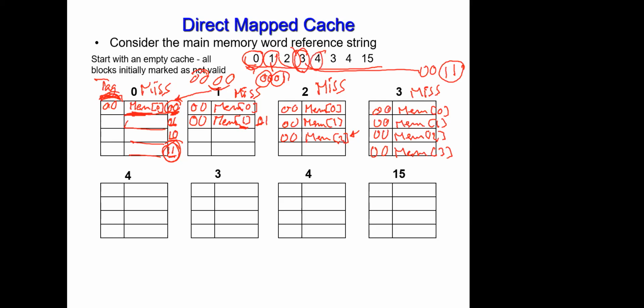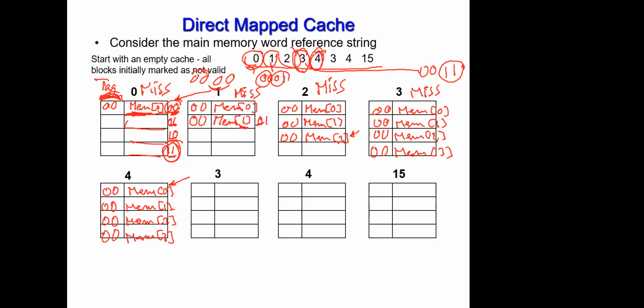Next, I have the 4. Let me write all of this again. Here I have memory 0. Here I have memory 1. Here I have memory 2. Here I have memory 3. All of this is like that. I need now 4. 4 modulo 4 is what? 0. I will go to 0.